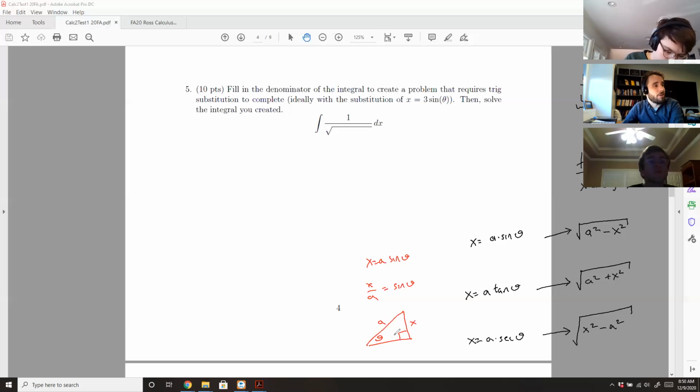If I then went to solve for that third side, the third side of the triangle would end up being, well, since side length squared plus side length squared equals hypotenuse squared, I could solve for this side length and it ends up being the square root of a squared minus x squared. So you'll notice how this choice right here led naturally to a triangle that had this as a side length. And that's the idea behind trig substitution.